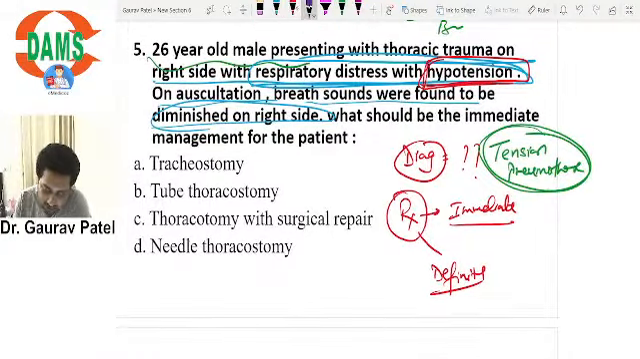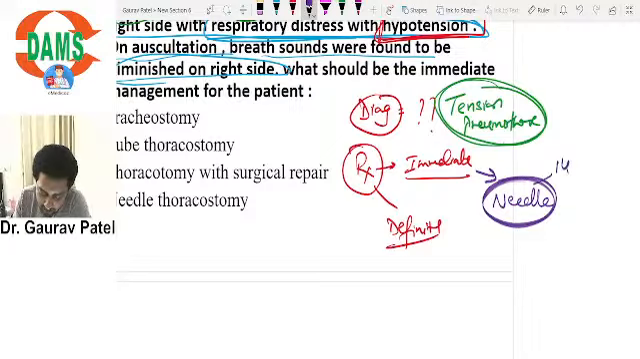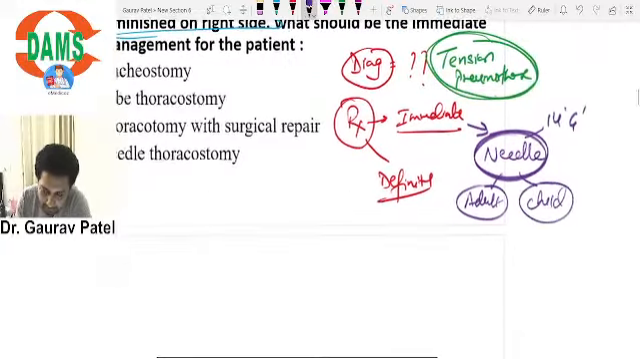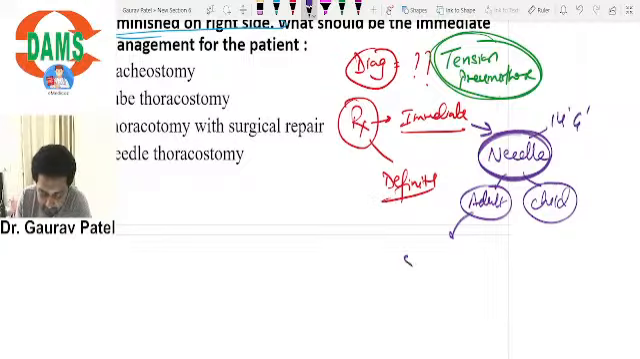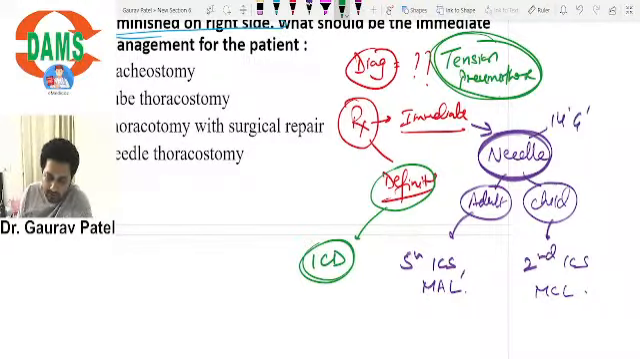So what is the immediate treatment in tension pneumothorax? Immediately, you will put a needle, a 14 gauge needle. Where will you put it if the patient is an adult and if the patient is a child? Adult: 4th or 5th intercostal space, mid-axillary line. In kids: 2nd intercostal space, mid-clavicular line. And yes, very good, definitive treatment is to put the ICD.